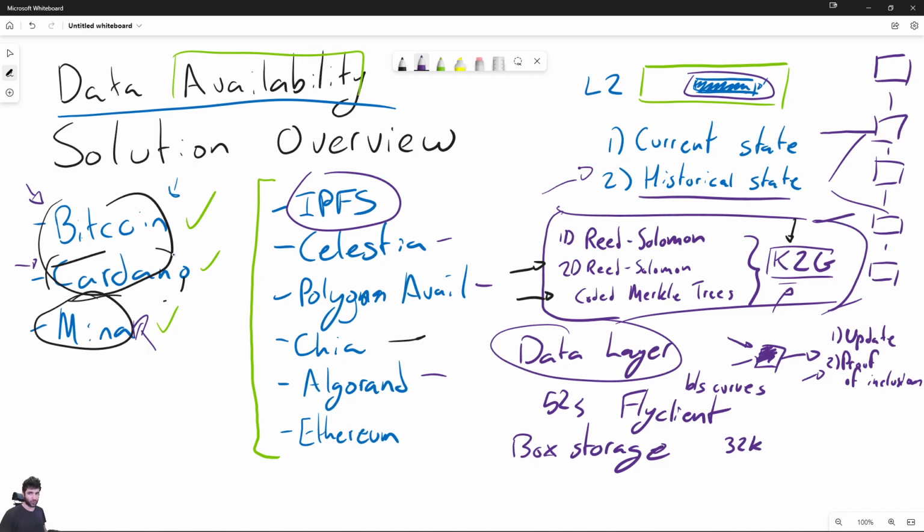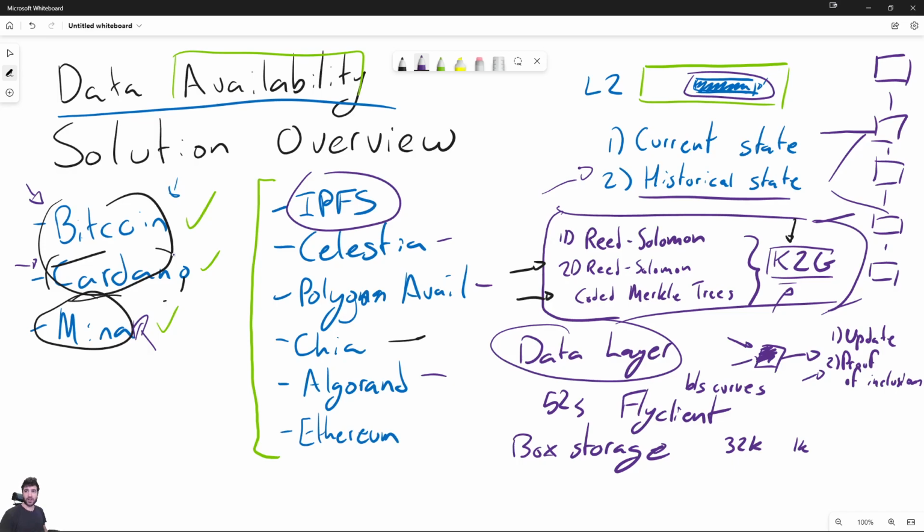So if one box is not enough, you can just have your layer two use many boxes at once. And so you pay based off kilobytes. So if somebody is accessing the state of your layer two, for every kilobyte of data that they access from your layer two or write to your layer two, they pay for it, and it's also relatively cheap.